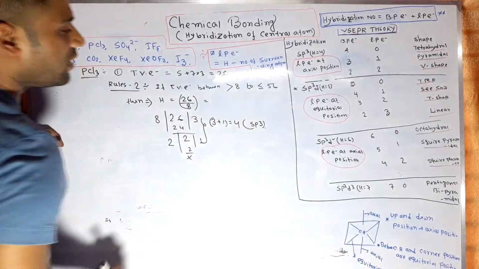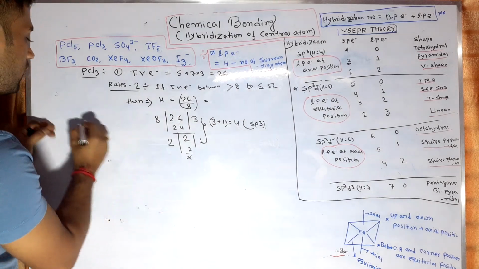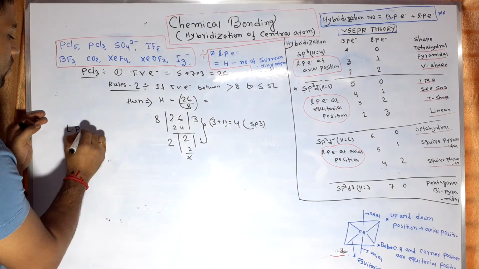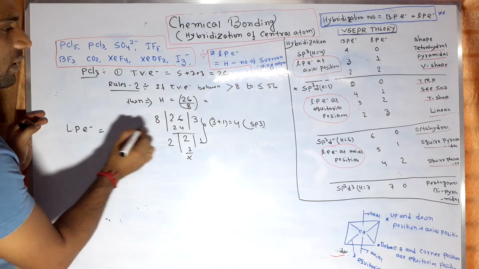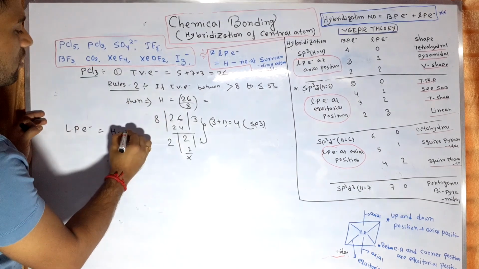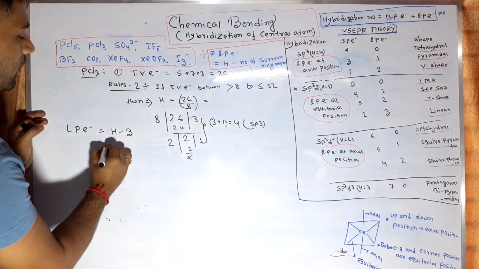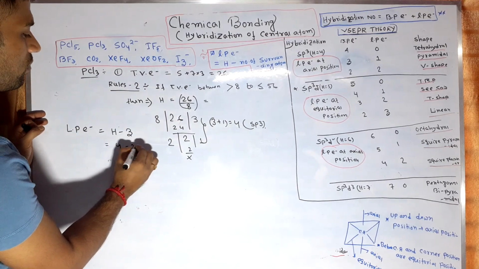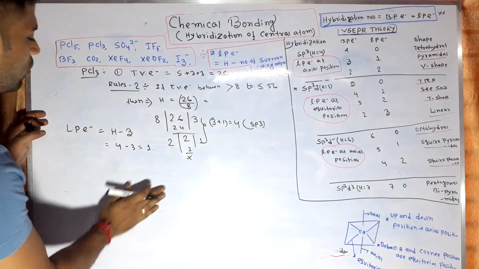Then the name is sp3. Then count the lone pair electron, LP electron, of the central atom. LP electron is the hybridization number minus the number of surrounding atoms. The number of surrounding atoms is 3 chlorine atoms. Hybridization number 4 minus 3 is 1. So lone pair electron is 1.